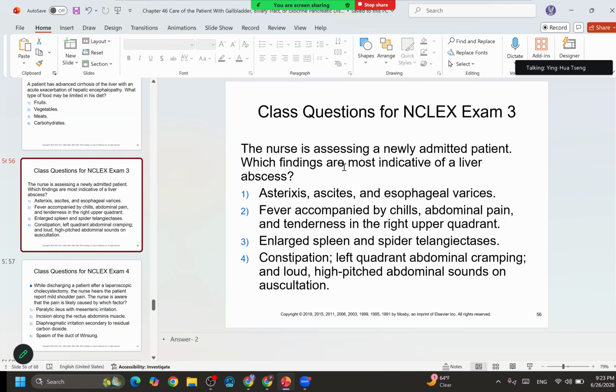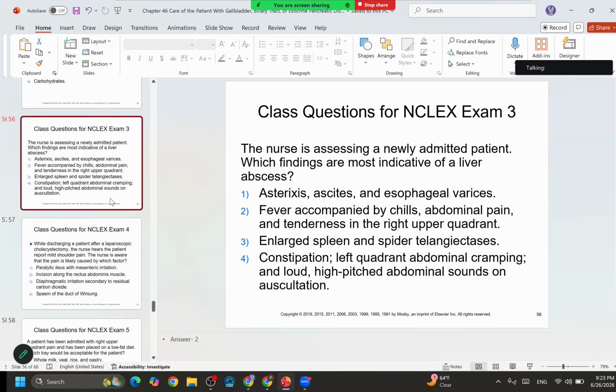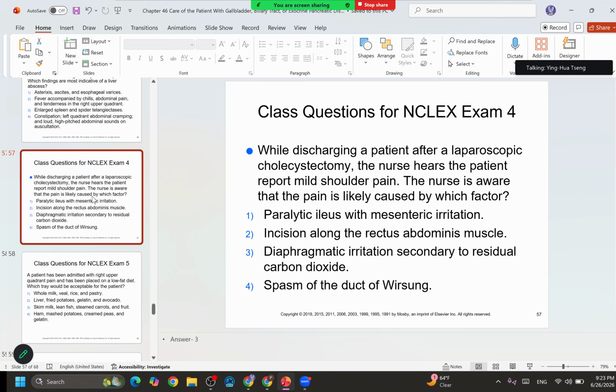Will it cause pain? Yes. An abscess usually causes pain. It's true. And because it's the liver, the tenderness is actually in the right upper quadrant, because this is the liver location there. The liver is there. Okay.